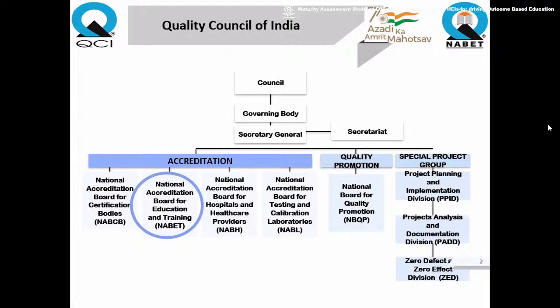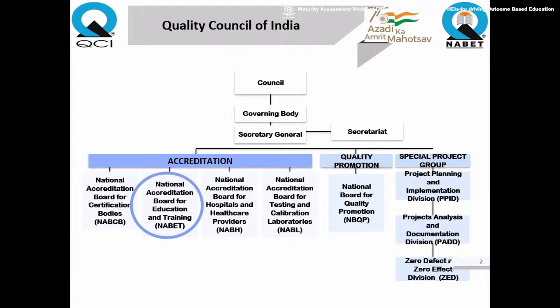Okay, this is the schematic of the Quality Council of India organization structure. It has several accreditation bodies and quality promotion, as well as a special project group. The accreditation bodies are the National Accreditation Board for Certification Bodies, NABCB, the National Accreditation Board for Hospitals and Healthcare Providers, NABH, the National Accreditation Board for Laboratories, NABL, and I come from the National Accreditation Board for Education and Training.